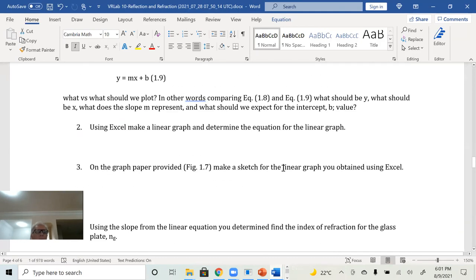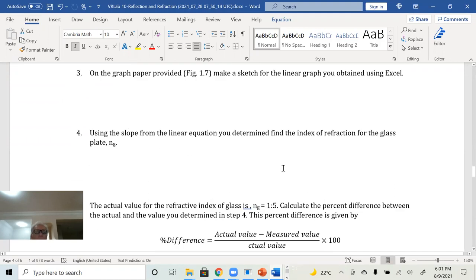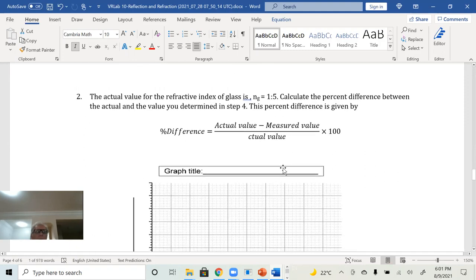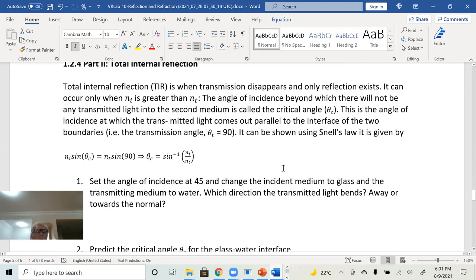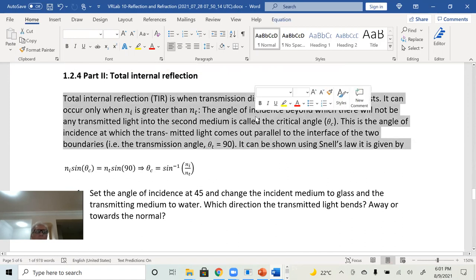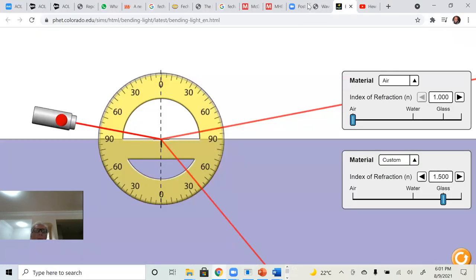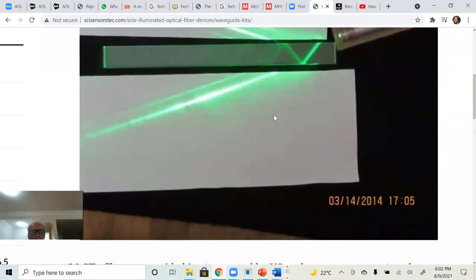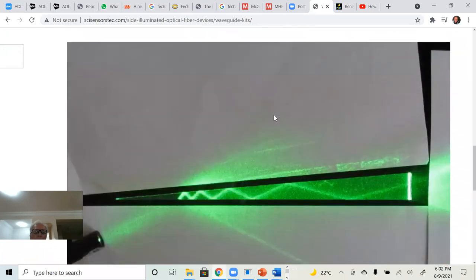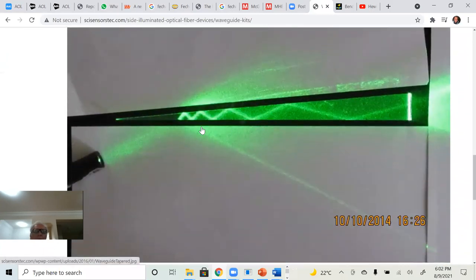Now we're going to talk about total internal reflection. It's a very important phenomenon that happens in optical fibers, and even in that picture on my website that I showed you. Let's get that again. Here you go. Not this picture, but this picture here. Do you see what's happening here? At the very first reflection, there is some light leaking out. And maybe even at the second reflection, there is some light leaking out. But at the third and fourth reflection, you don't see any light leaking out whatsoever.